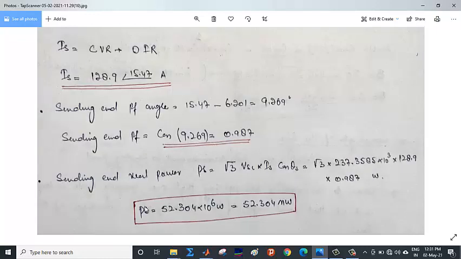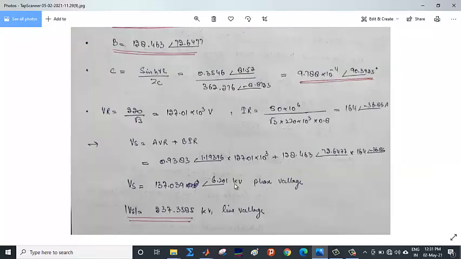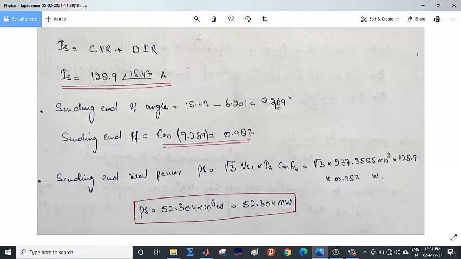So this is Vs. We can also use the same thing and calculate Is is equal to C VR plus D IR. Giving the values of C, VR, D and IR, I will get Is equal to 128.9 at an angle of 15.47 degrees amperes. So sending end power factor will be equal to current angle minus voltage angle. Current angle is 15.47 and voltage angle is 6.201, it comes to 9.269. So sending end power factor will be cos of 9.269, that is 0.987. So this is sending end power factor.